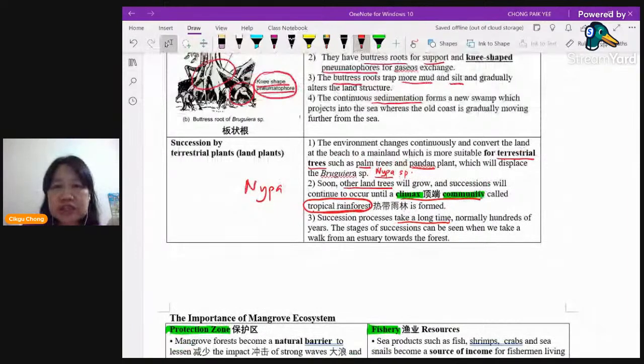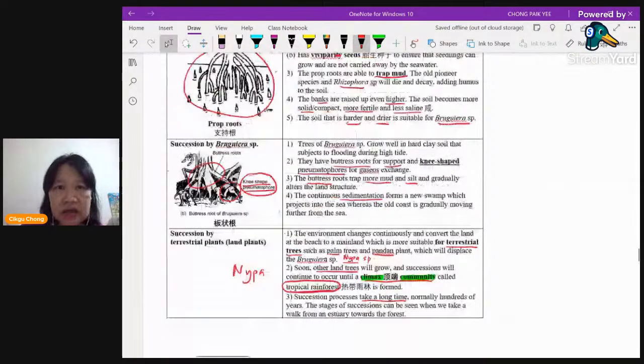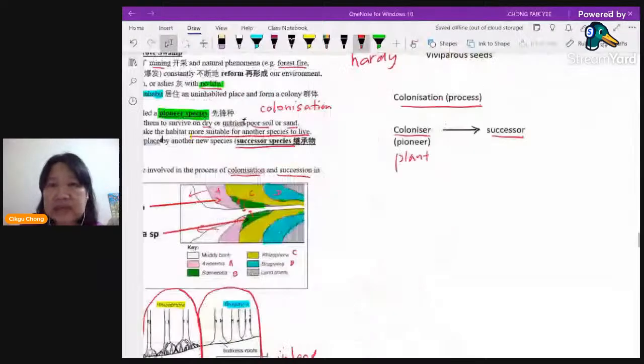So the changing is called the succession. One species being taken over by another species is called succession. Succession means take over. Colonization is the first one. The first one to stay in a place is called colonization. Okay, the process. So remember these words. Colonization is a process. Succession is also a process.